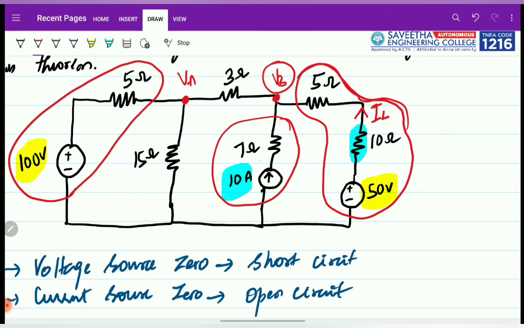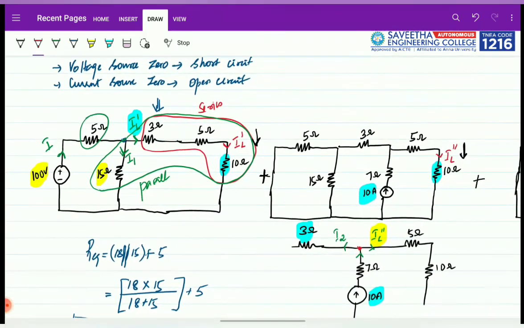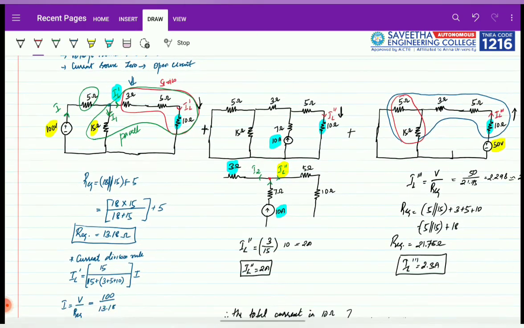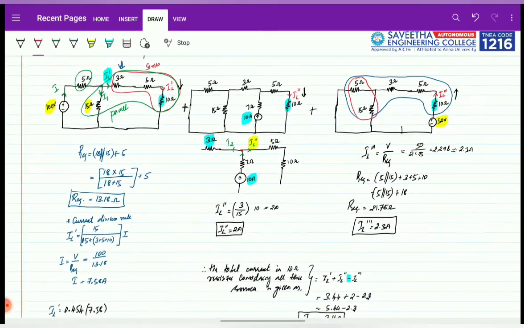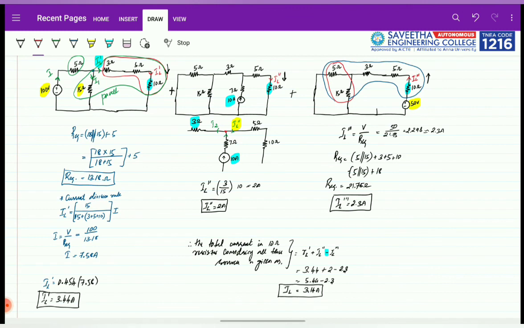So that is one other method, but the superposition theorem is very simple to find. That is, we will ignore all the other sources, keeping only one active and finding it. So you can use this to find the actual value. Okay, this is the method of solving using the superposition theorem.